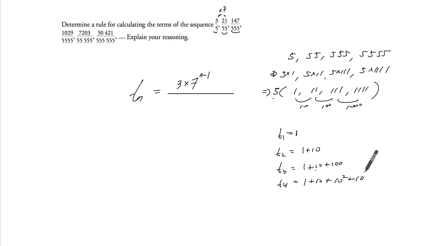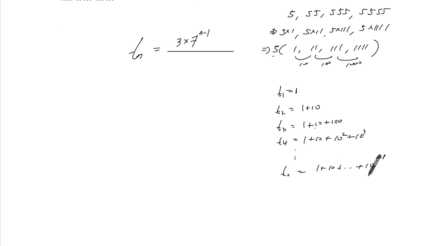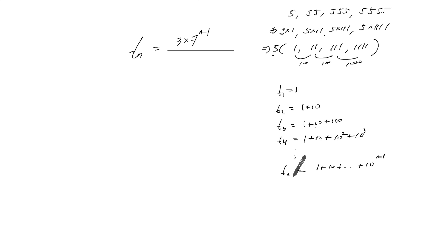You can write as a power like this, and so on, right? So Tn will be 1 plus 10 plus all the way to 10 to the power of, if it's 4, it was 3, so n minus 1. So how do we add this? Okay, all right, so this is what we can do.